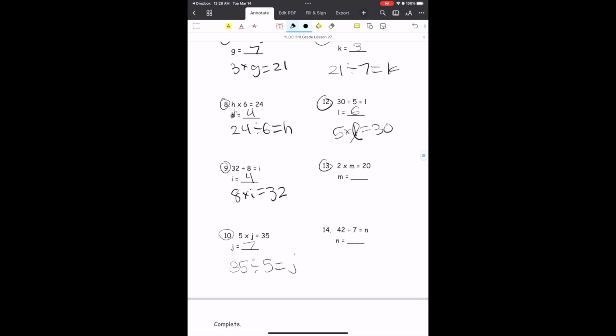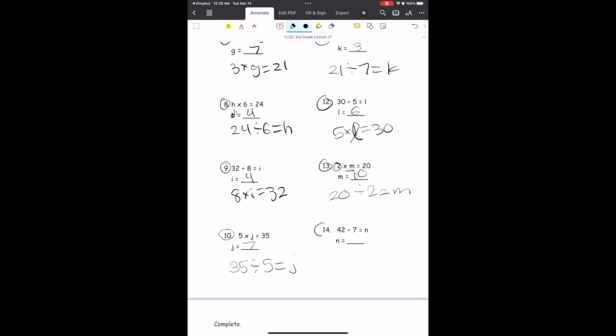13, 2 times M is equal to 20. So this one's a little bit different, but not by much. It's just that the variable is on this side, and the number is on this side. So 2 times what is equal to 20? Well, 2 times 10 is equal to 20. So you can also write this as 20 divided by 2 is equal to M.